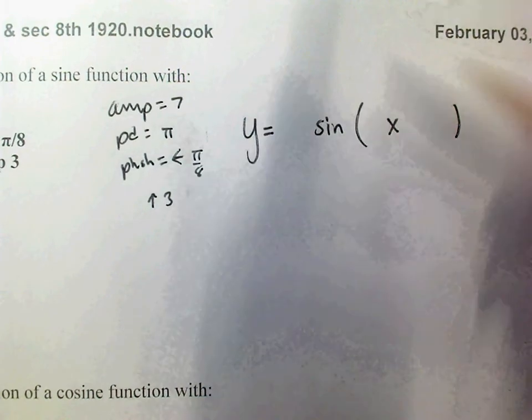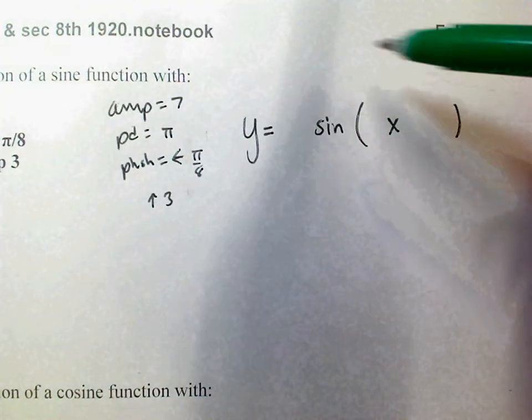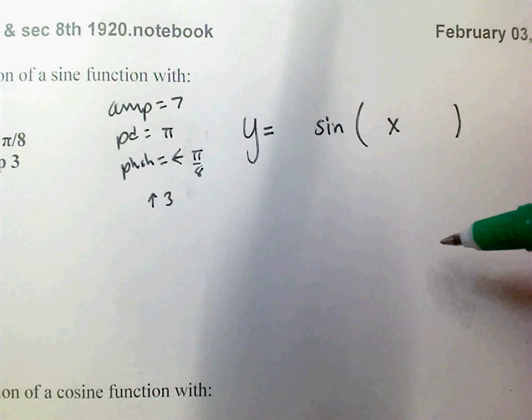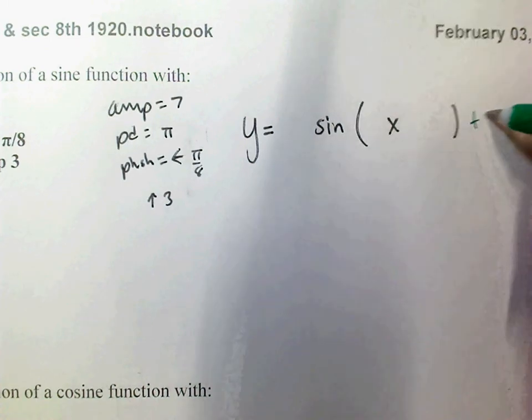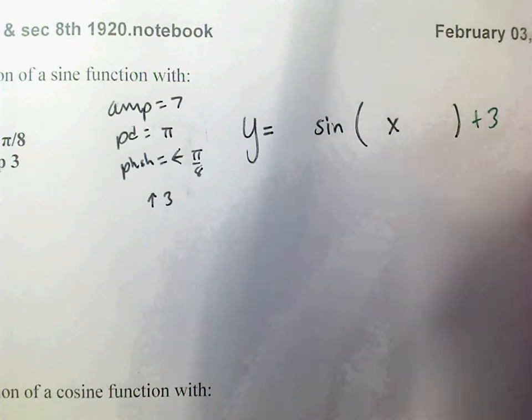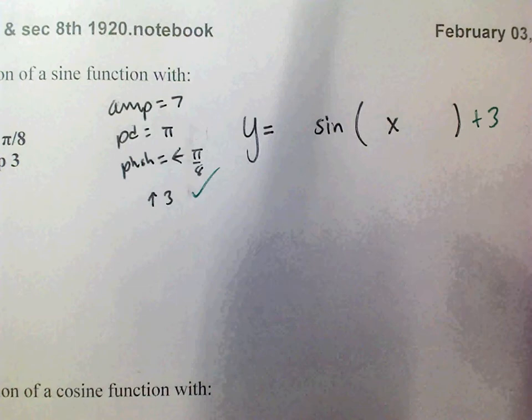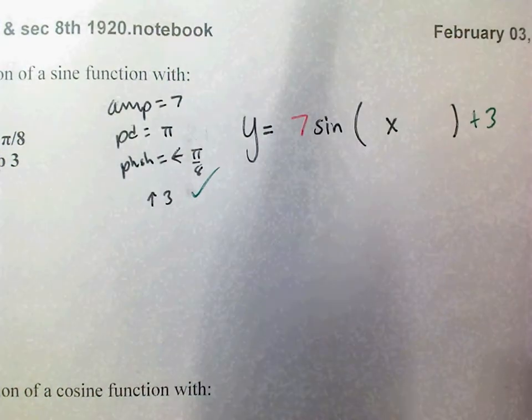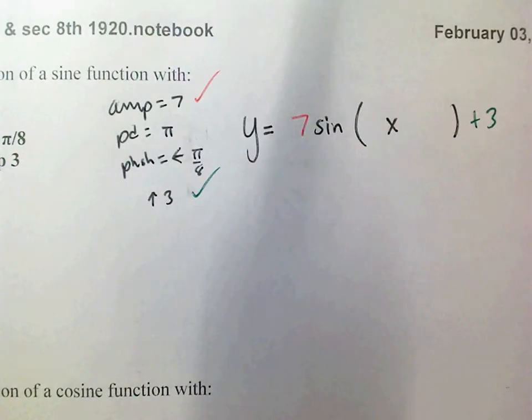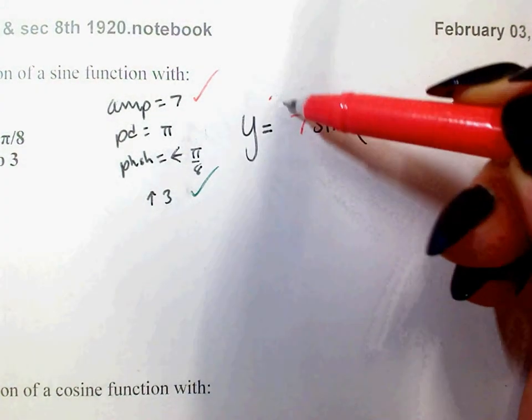Okay, Andrew, can you tell me something that goes on there? Plus 3 at the end, and why do you say that? Because of the up 3? Okay, I agree. Alyssa, can you tell me something else? 7 in front of sine, and that's because of the amplitude? I agree. Hey guys, could I put 3 plus out front?